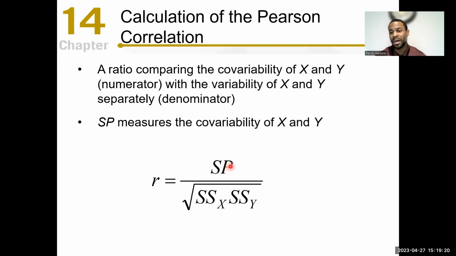We know how to calculate the SP based on that sum of squares. And then in the denominator, we're calculating the variance separately. So we're looking at the sum of squares for X and the sum of squares for Y. You multiply those two things together, you take the square root, and that's how you get your denominator. And that's the variability between X and Y separately. And again, remember that SP is the covariability between X and Y together, right?